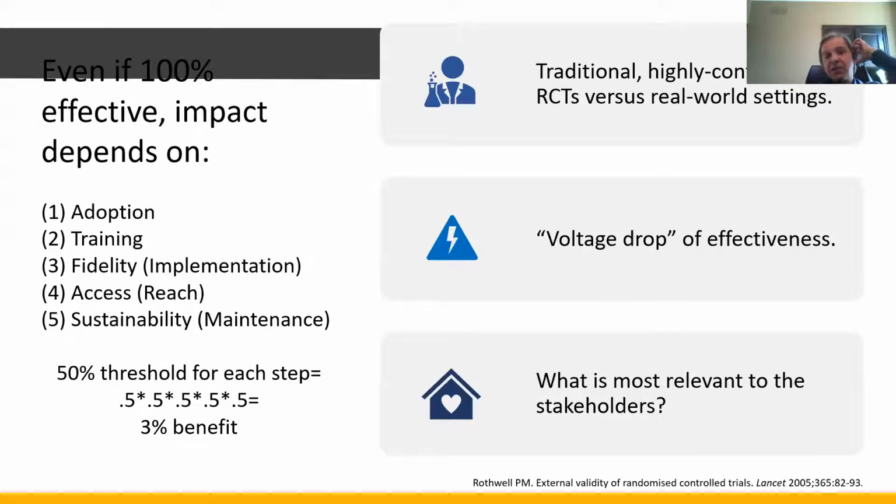And this is a good example coming from Rothwell in this paper in 2005. If you have a 100% effective and impactful intervention, and you look into adoption, training, fidelity, access, and sustainability, assuming a 50% threshold, that's 0.5, what you get in the end is a 3% benefit. So that's pretty poor. Part of it is this issue of adoption, training, fidelity, access, and sustainability, which could be simplified into implementation, reach, and maintenance, in addition to adoption and training. And that's exactly what the RE-AIM model does.